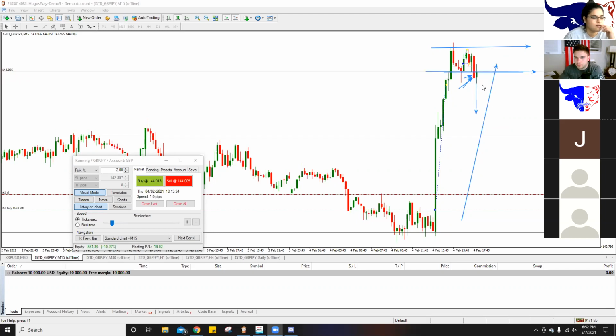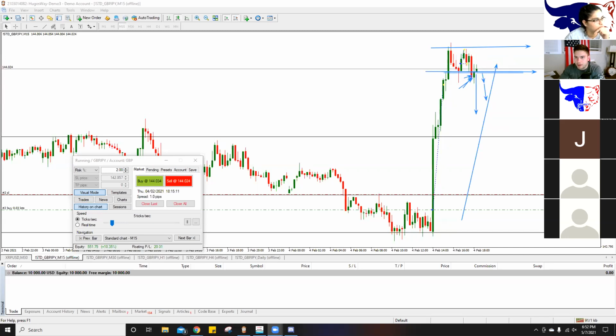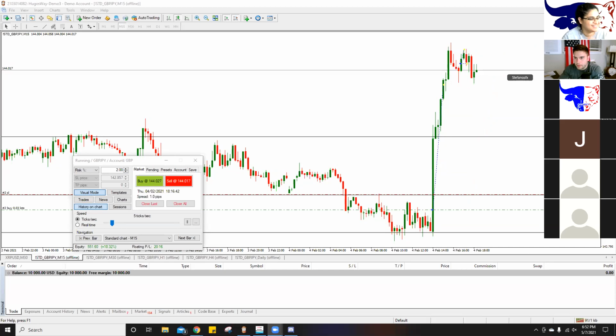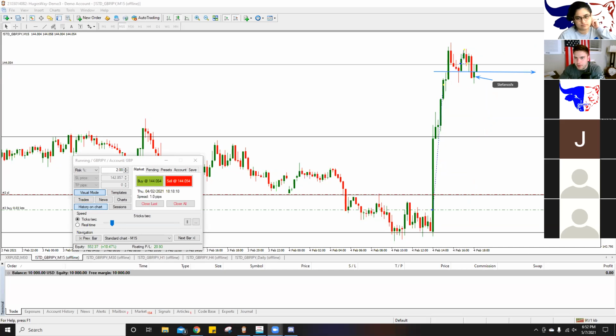Or are we going to retrace and then print bearish candles and then take this right back down? But if we get a fake out, pay attention to price coming right back up to this. Okay, so we close below the support. We closed below this support with this candle right here. So are we going to come right back into this area?